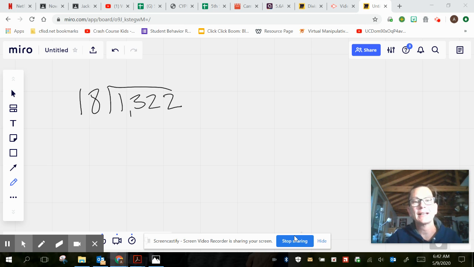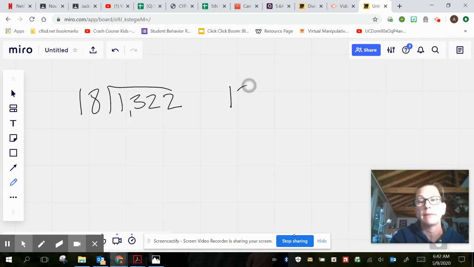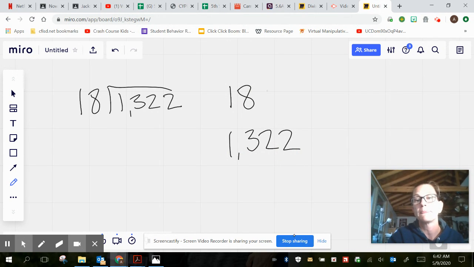This is Mrs. Novak. I am going over page 73 today. Compatible numbers. You should know how to do the compatible numbers from last week when we did multiplication. So there's only one page. I'm going to show that to you in a second, but I just want to remind you how to get to those compatible numbers. We have the number 18. We have the number 1,322. Now, compatible numbers just means getting to easier numbers.